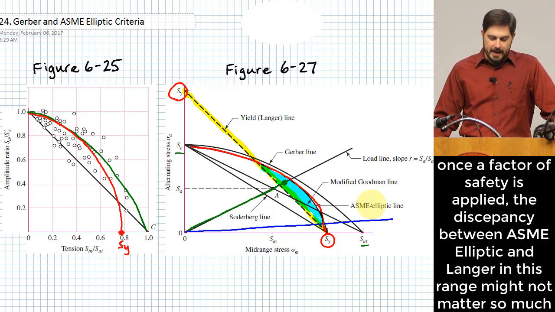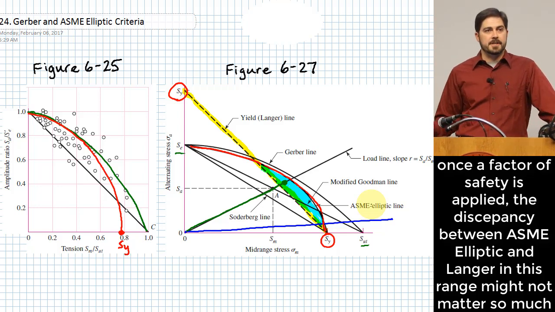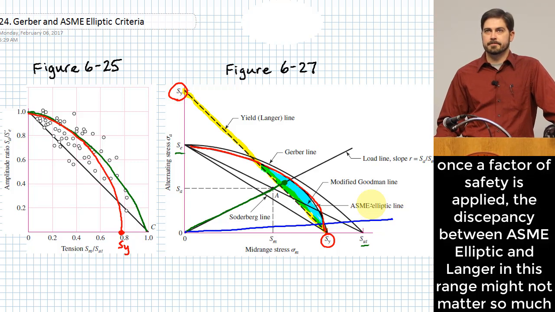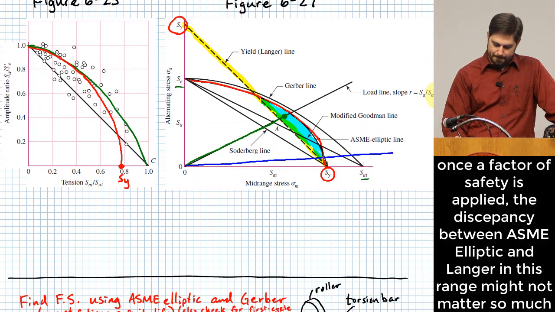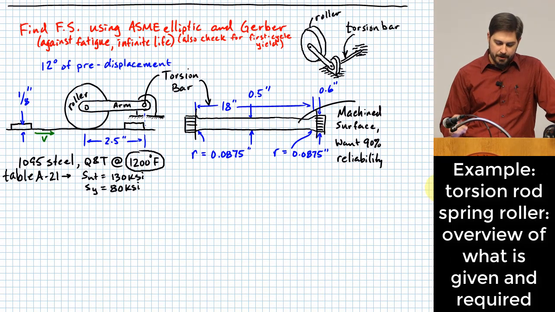All right, so that's kind of what we're working with here, and what we're going to do is a problem where we evaluate factors of safety using these two criteria instead of Goodman like we used last time. Sound good? All right. So here's our problem that we're going to work.